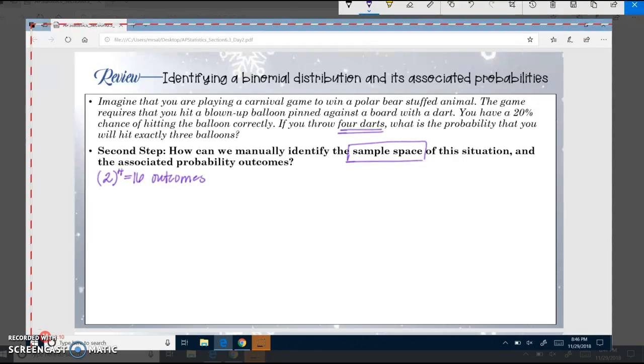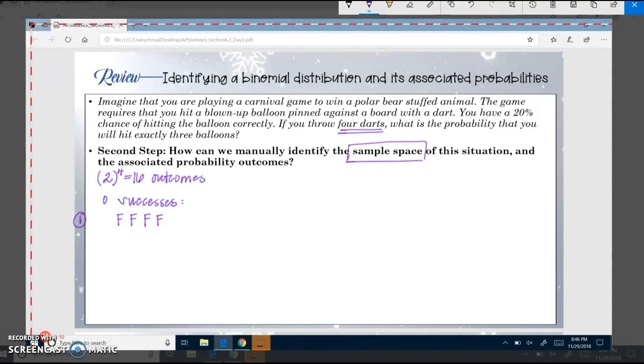So the first thing that we want to think about is how is it possible that we can get 0 successes? If we get 0 successes, that means that we have all failures. If we think about that, that means we're missing the balloon every single time. So that looks like failure the first time, failure the second time, failure the third time, and failure the fourth time. So there's one event that's going to meet that condition.